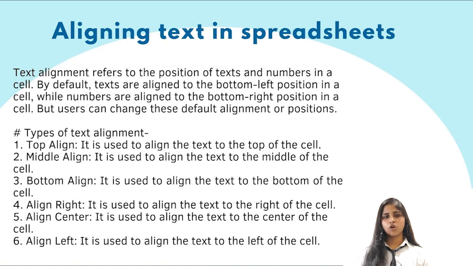The first one is Top Align, which is used to align the text to the top of the cell. Then Middle Align, we can use it to align the text in the middle of the cell. Then Bottom Align is used to align the text to the bottom of the cell. Align Right is used to align the text to the right of the cell. Align Center is used to align the text to the center of the cell, and Align Left is used to align the text to the left of the cell.